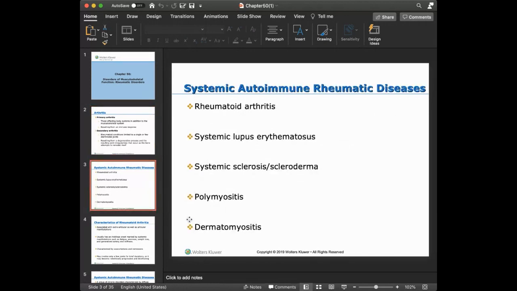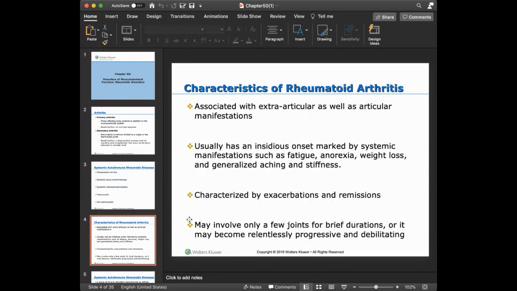We have different types of rheumatic autoimmune diseases: rheumatoid arthritis, lupus, systemic sclerosis and scleroderma, polymyositis, and dermatomyositis are the ones that we're going to focus on. Rheumatoid arthritis is associated with articular and extra-articular manifestations, so things that don't have to do with the joints and the movement of the bones. It can affect multiple body systems, not just the muscles and the joints.